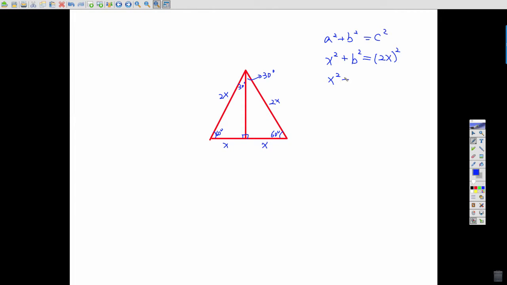So it's x squared plus b squared equals 4x squared. I minus x squared on both sides. I now have b squared equals 3x squared. Now if I take my square root, b comes out, x comes out, root 3 stays. So in other words, this side is x root 3.